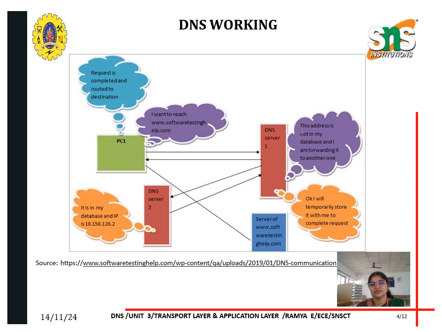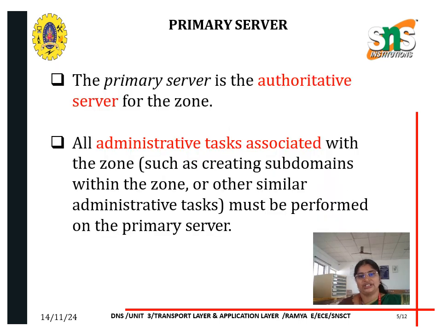If I search this, what will happen is that first DNS server 1 says this address is not in my database, so I am forwarding it to another database. It is in my database and the IP is 10.150.120.2. Now the request for this server of www.softwaretestinghelp.com is completed and routed to the destination.